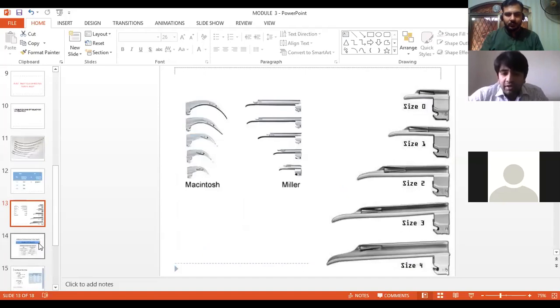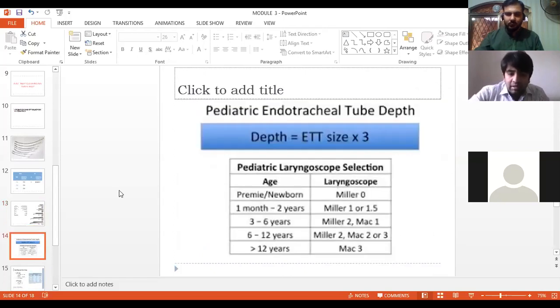There are two types of blade that can be used for intubation. One is the Miller type blade and the other is the McIntosh. And in newborns who are preterm, we can use a Miller zero blade.